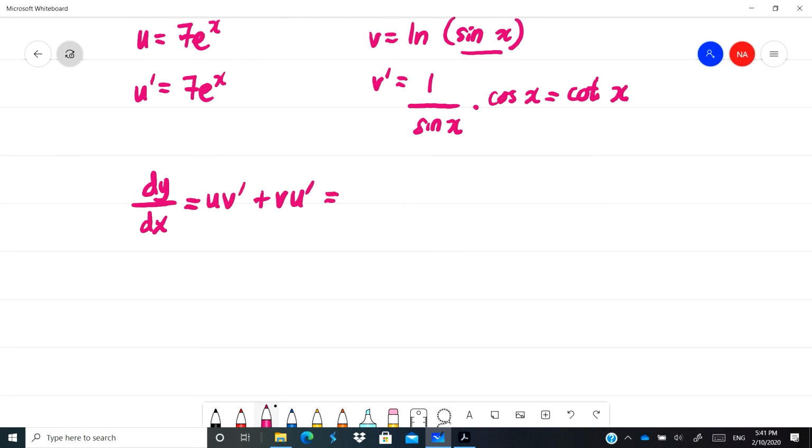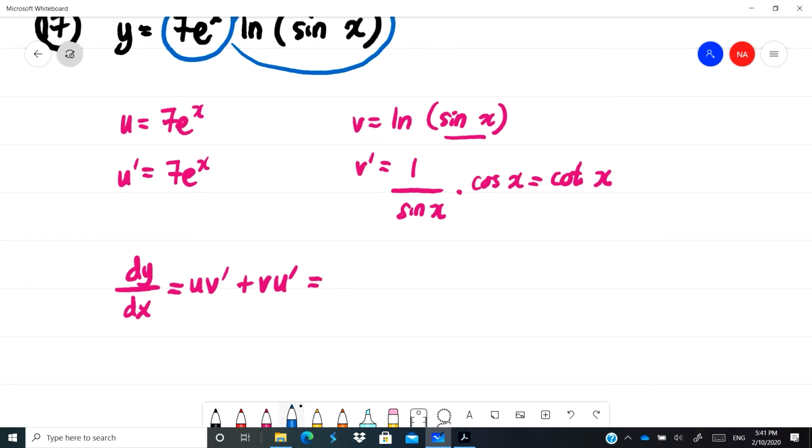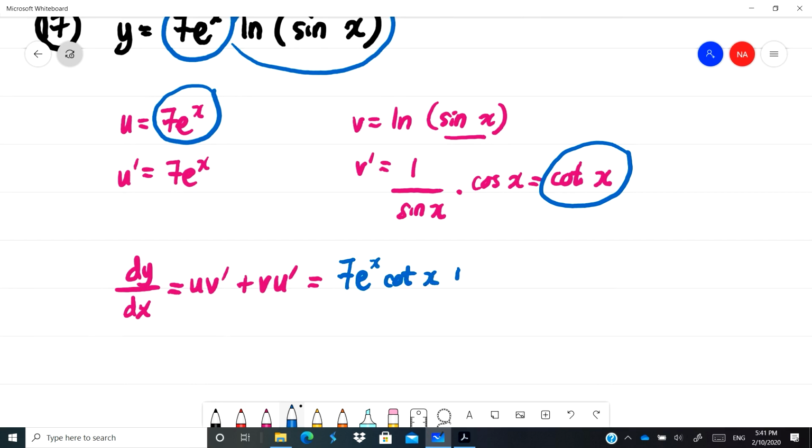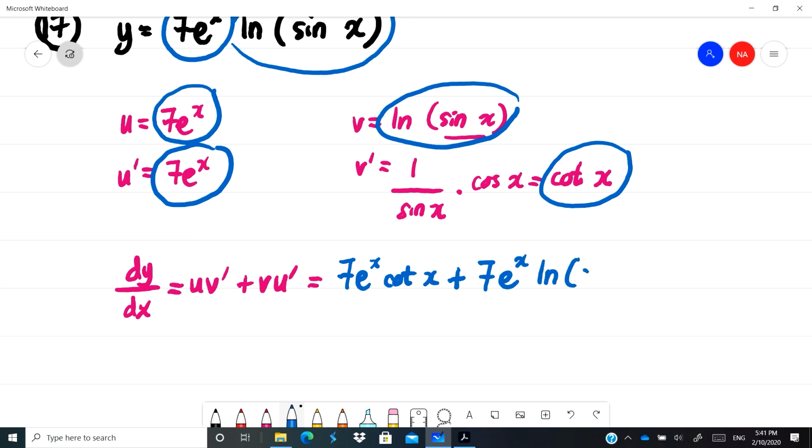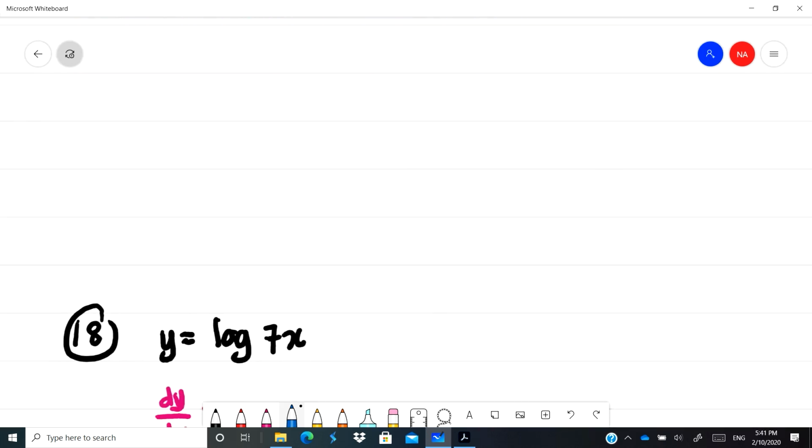So uv prime, u multiplied by v prime, will give you 7e to the power of x cotangent of x, plus now we have vu prime, so you multiply these two together, and this will give you 7e to the power of x ln of sine x. And you are done.